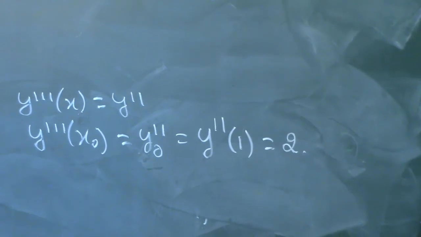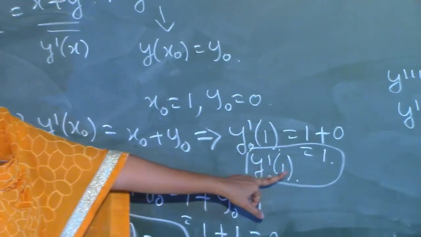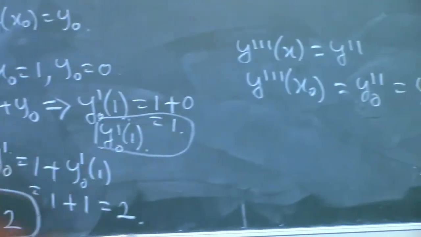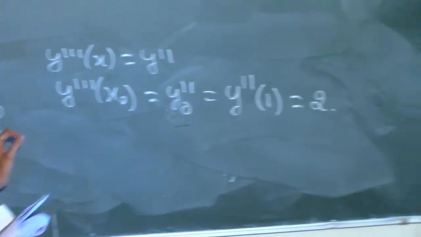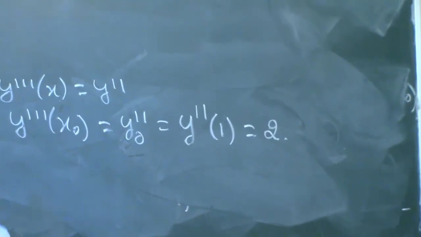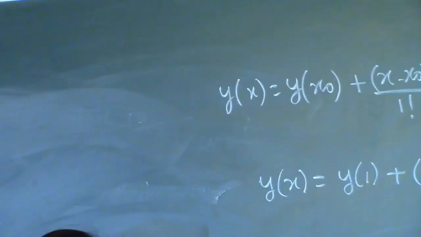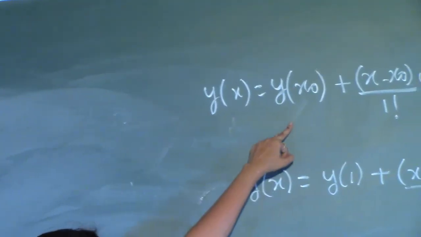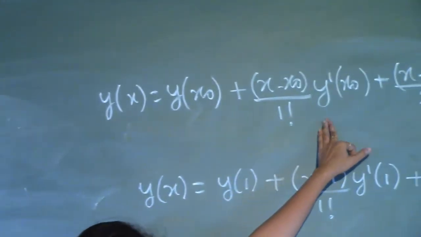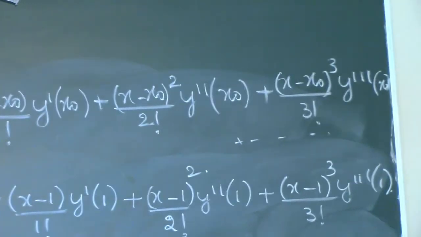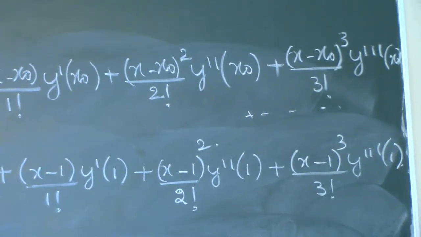Now we got all the values. That is y dash of 1 value, y double dash of 1 value and y triple dash of 1 value. Substitute all these values in the formula. Call this formula as equation number 1. Substitute the values of x naught, y dash of x naught, y double dash of x naught and y triple dash of x naught in the Taylor series formula.